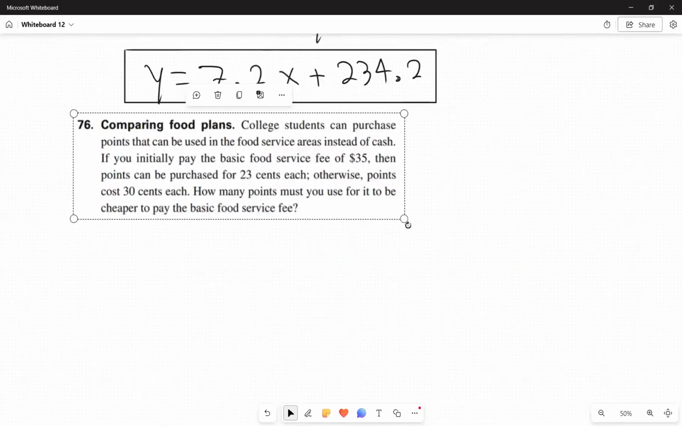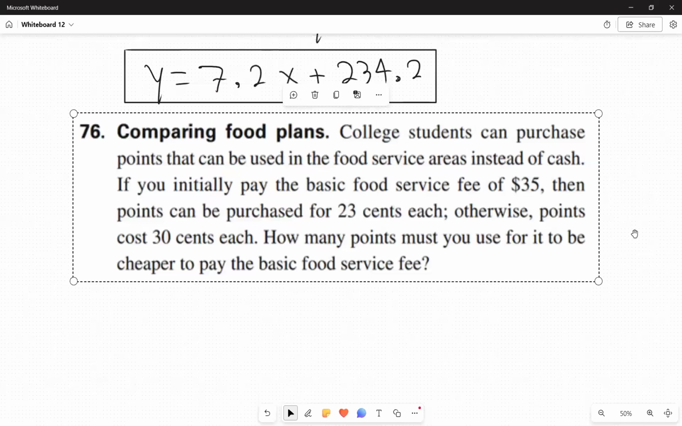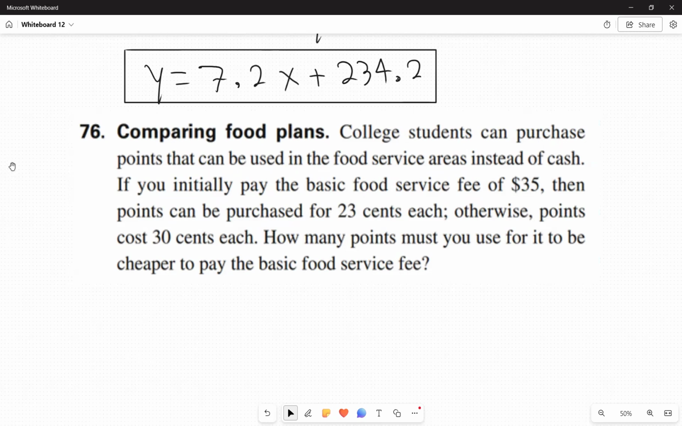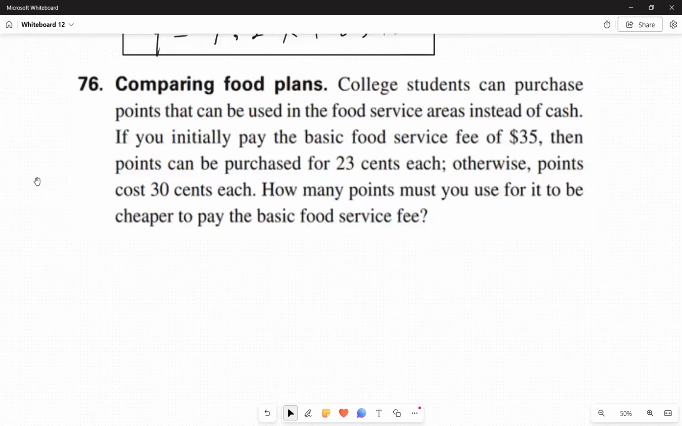College students can purchase points that can be used in the food service areas instead of cash. If you initially pay the basic food service fee of $35, then points can be purchased for 23 cents each. Otherwise, points cost 30 cents each. How many points must you use for it to be cheaper to pay the basic food service fee? So we're going to compare the plans.